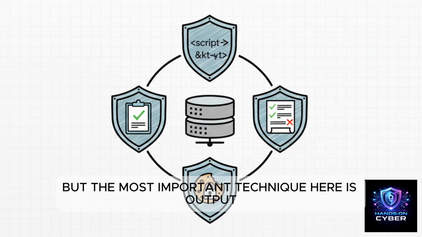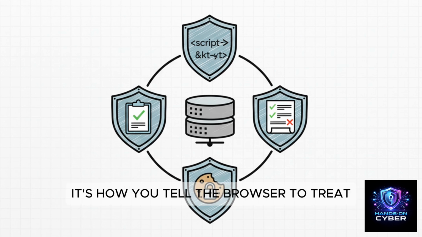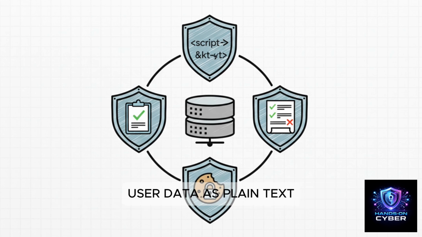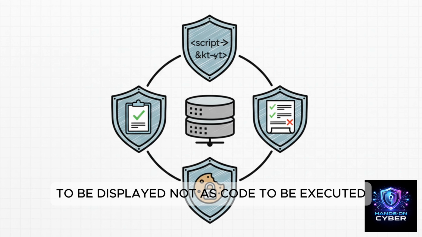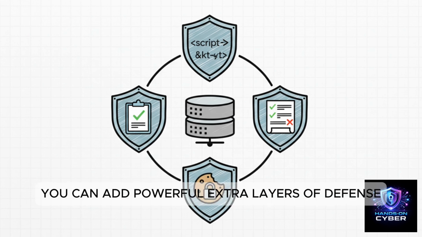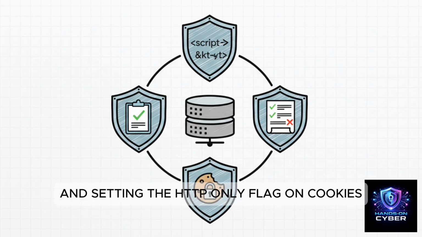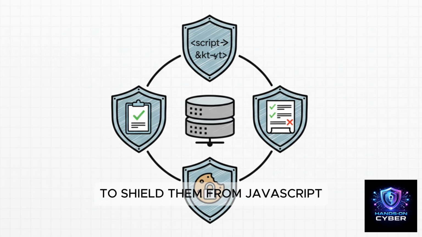On the back end, you have to revalidate everything, assuming the front-end controls have already been bypassed. But the most important technique here is output encoding. This is paramount. It's how you tell the browser to treat user data as plain text to be displayed, not as code to be executed. It neutralizes the threat. On top of that, you can add powerful extra layers of defense, like configuring a content security policy, or CSP, and setting the HTTP-only flag on cookies to shield them from JavaScript.